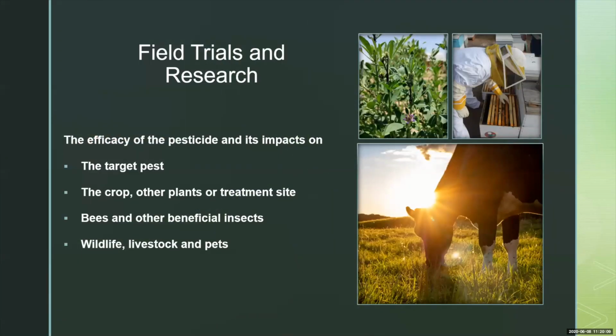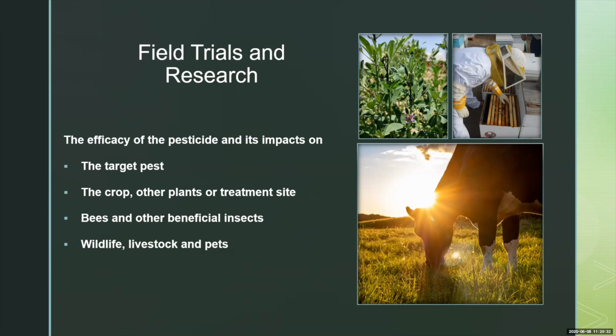We're talking about field trials and research, also very important. What the researchers will try to determine is if the pesticide is going to be effective. So they're testing the efficacy. Is it effective in controlling the target pest? If it is not, then it isn't going to work effectively.